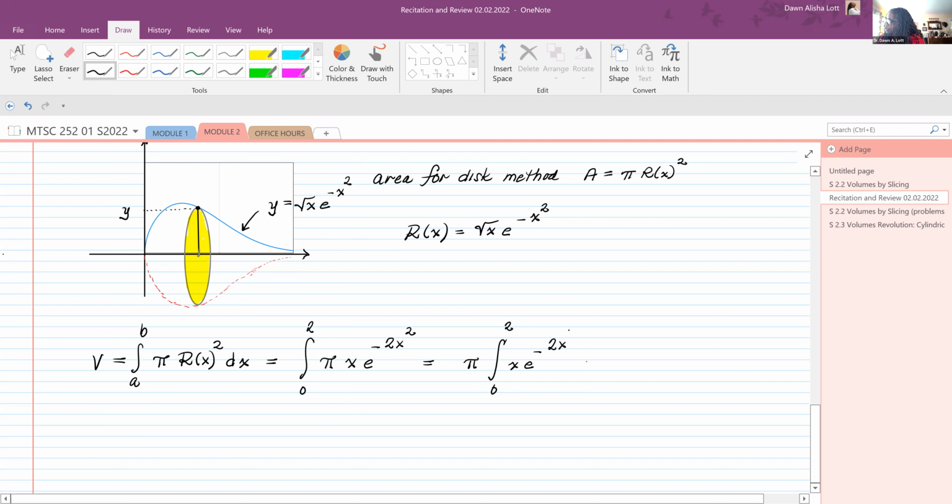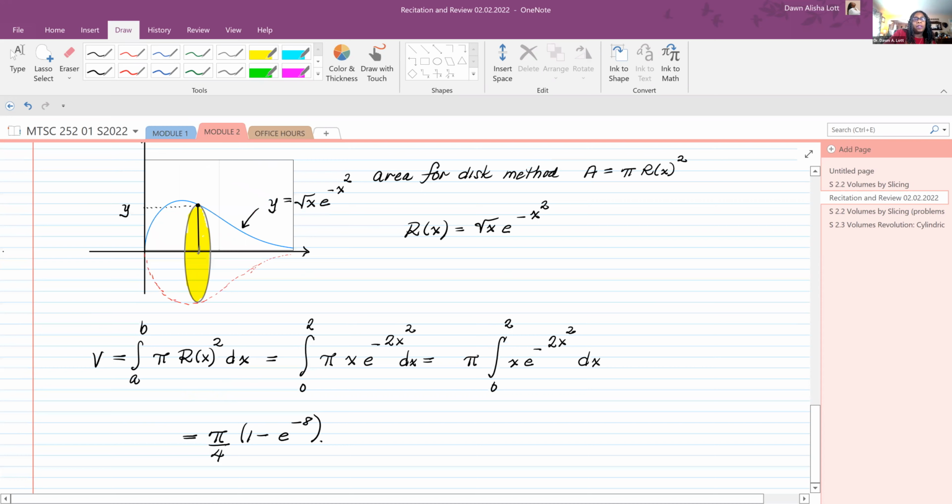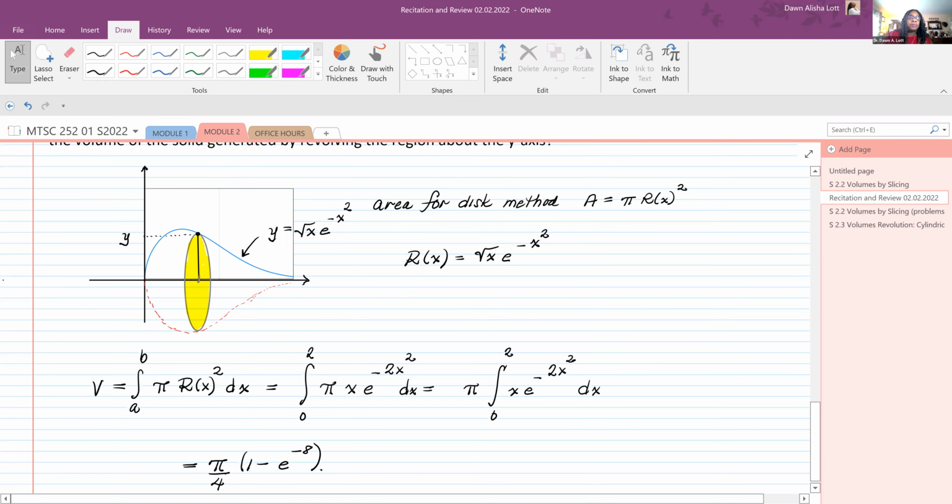Didn't we just compute that? Dx. Yes, we did. That was the one reason I chose to do this problem. So this answer is just pi over 4 times 1 minus e to the negative 8, because we already computed the integral. So I picked something where we wouldn't have to do a second integral.